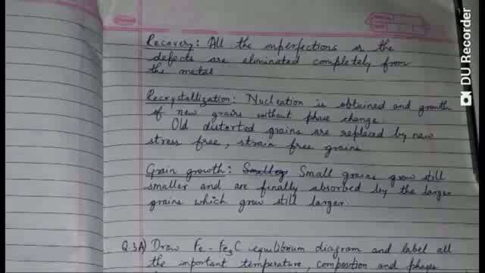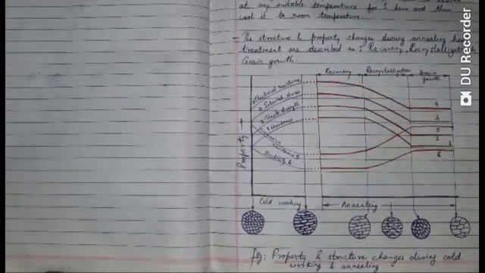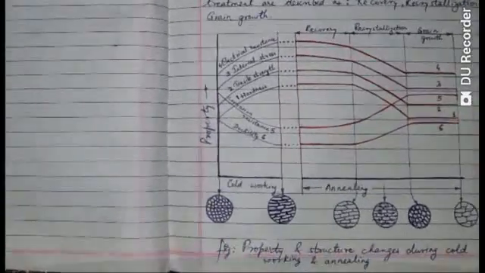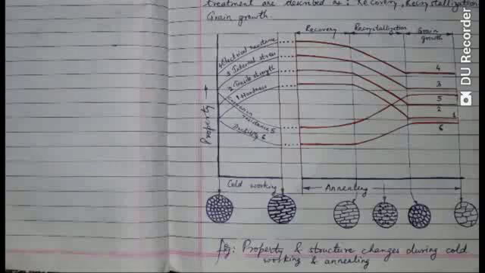Next is grain growth, that is, small grains grow still smaller and are finally absorbed by the larger grains, which grow still larger. So now we will refer to the diagram. As you can see, in cold working there are structural changes. Then during recovery, all the imperfections are removed.